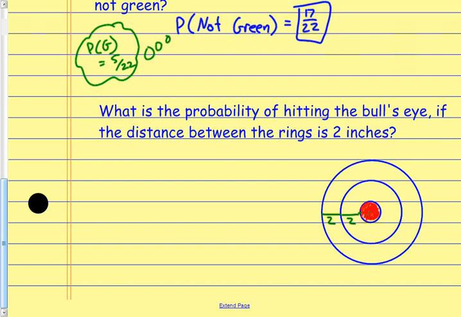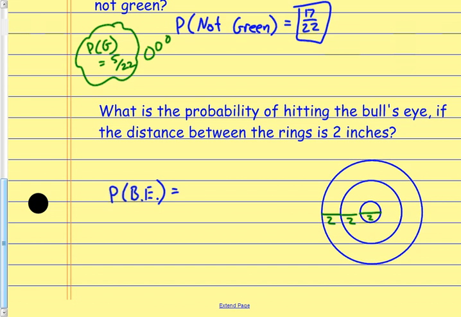So basically, what I'm looking at here is area. So when I want the probability of hitting the bullseye, I need the area of the thing I want, that little circle in the center, which when I look at this little circle in the center, it's got a diameter of 2, which means it has an area.